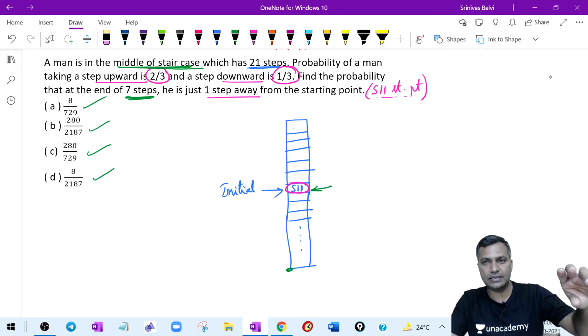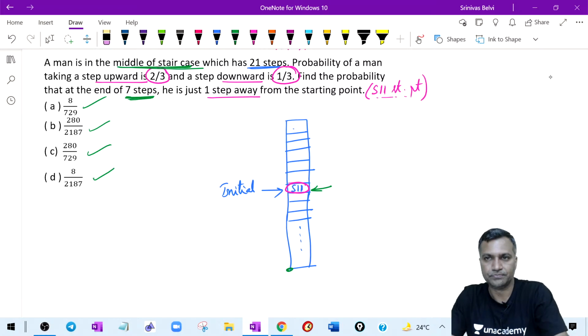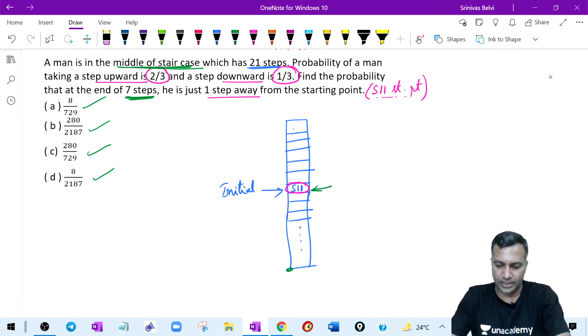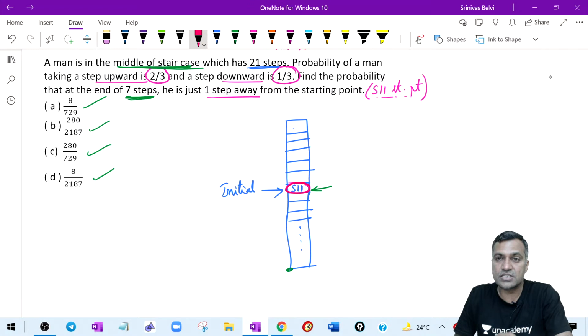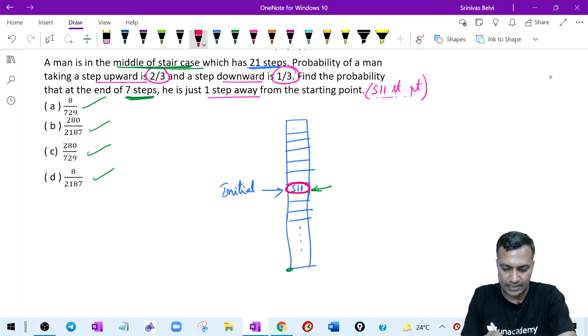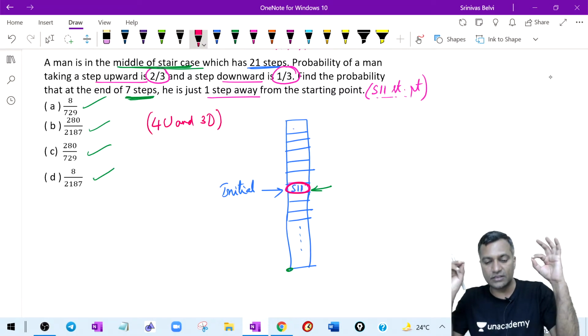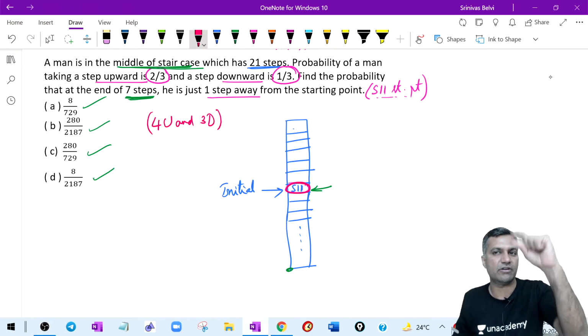Okay, the author didn't mean that. He meant otherwise, like this. So that's the point there. Now, when is it possible that he will be 1 step away from the starting point, which means yes, 11 in this case? That is possible provided he takes 4 upward and 3 downward. If he takes 4 upward and 3 downward, he'll be 1 step away from the starting point.